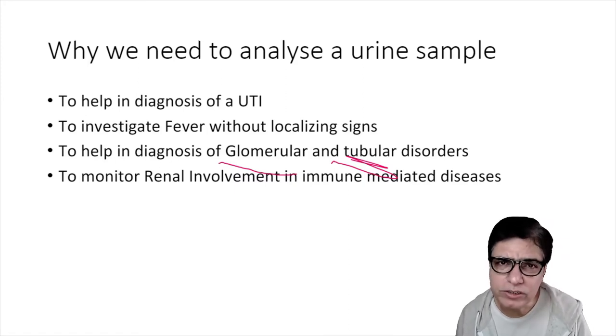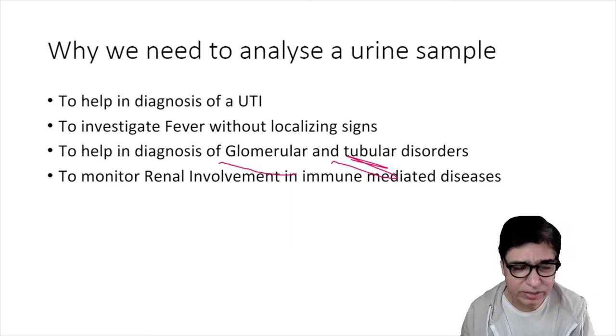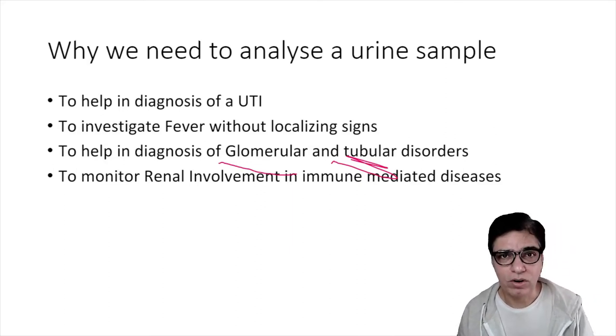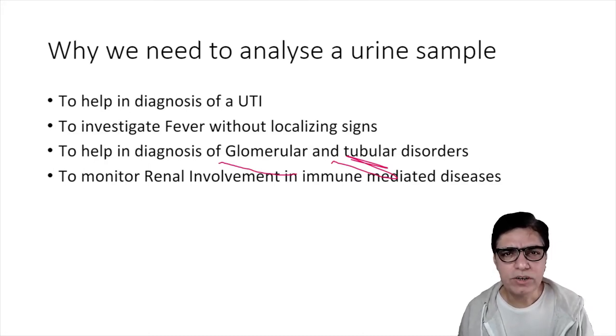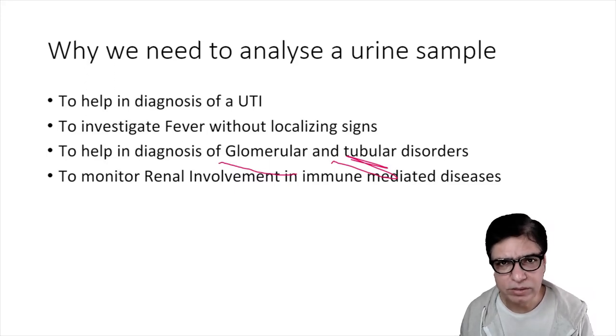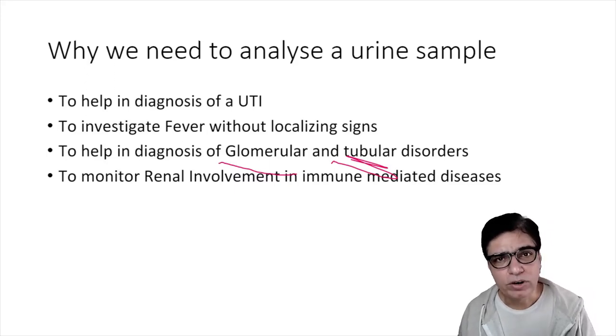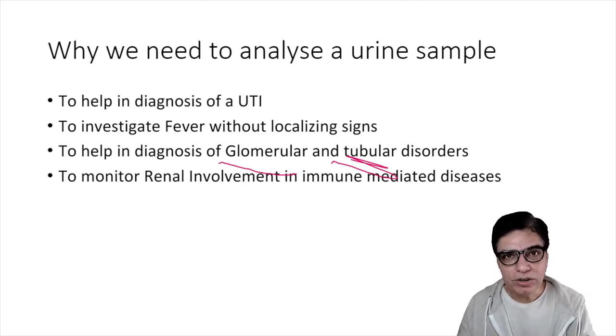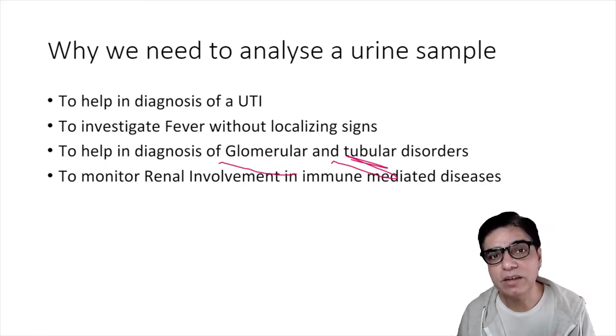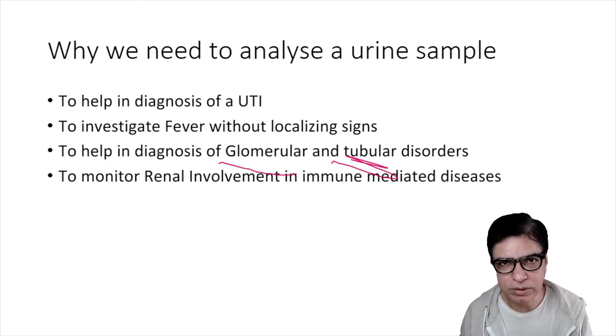And for those children who have already been diagnosed, let's say with nephrotic syndrome, or glomerulonephritis, or autoimmune conditions in which the renal system is involved, like for example, systemic lupus erythematosus, Henoch-Schönlein purpura, and you are monitoring them over a period of time, part of that monitoring would be examining their urine specimen every now and then, maybe on a weekly basis, maybe on a monthly basis.